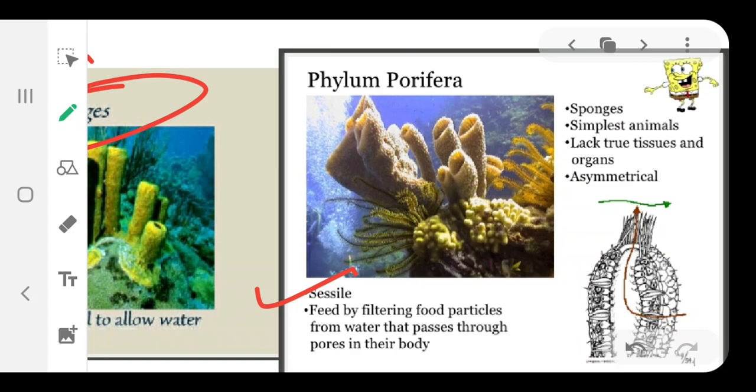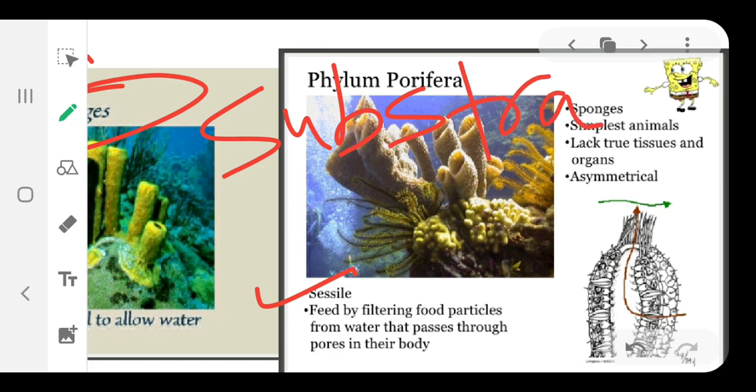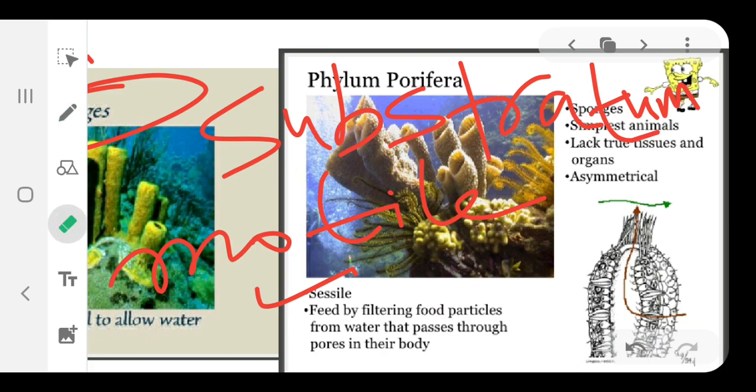S-U-B-S-T-R-A-T-U-M, substratum. So that means they remain fixed to one place. Though they are animals, they won't move, and hence the word sessile. If they move, we use the word motile, M-O-T-I-L-E. Motile means movement, sessile means totally stagnant at the same place. So this term should be known to you.